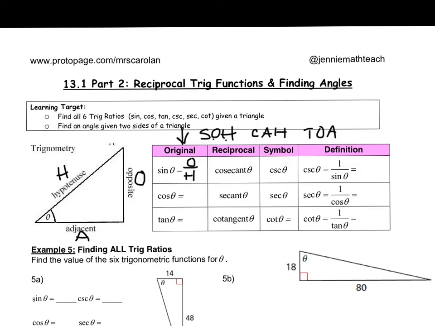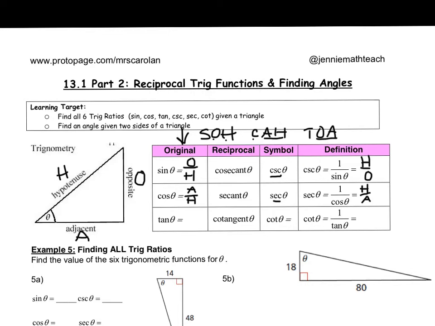The reciprocal of sine is cosecant. It's abbreviated CSC, and it's what you get when you take the sine relationship and flip it over. So instead of O over H, it's H over O. Next, we have cosine. Normally, cosine is adjacent over hypotenuse. The reciprocal is called the secant, or SEC for the abbreviation, and you flip over the cosine, so we have H over A. Last, we have tangent.